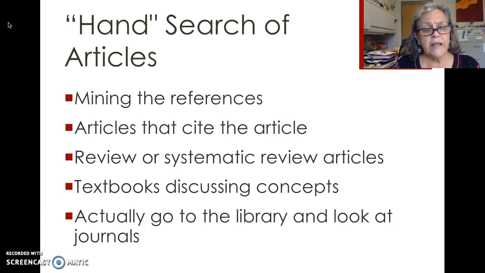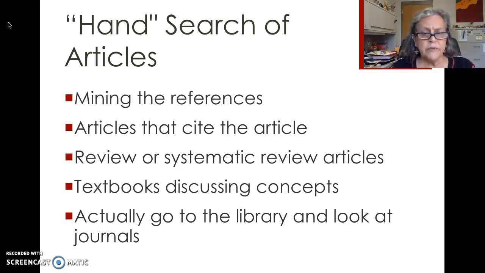You can hand search articles, which means that you can look for specific references in another article that sounds good. You can look at articles that cite the article, which is good. You can look at articles that are systematic reviews.